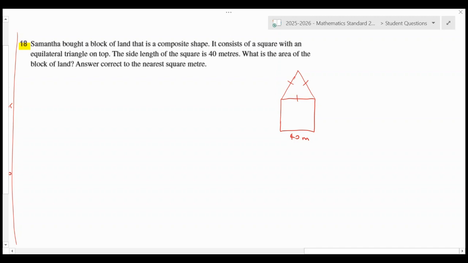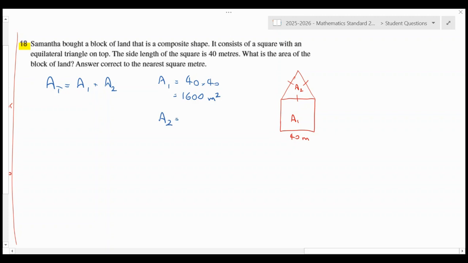Once again, with this one, you're going to have area 1 and area 2. I have a feeling that the problem with this particular one was in finding the area of area 2. The square is 40 by 40. So our total area is going to be area 1 plus area 2. Area 1 is a square, so it's 40 times 40, which gives us 1,600 square meters. That's good.